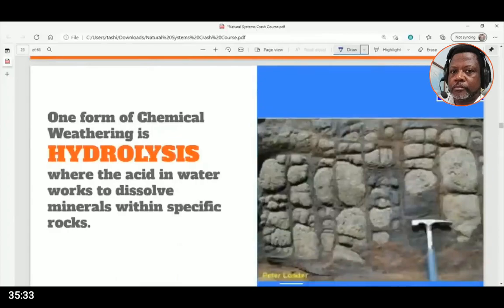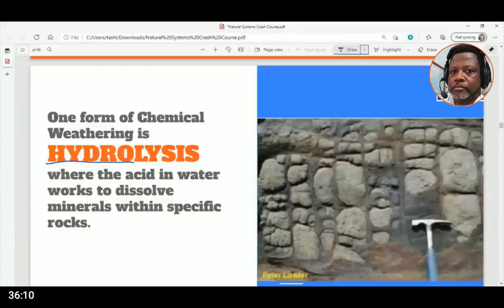So hydrolysis. Look at the word hydrolysis. What's the root word in there? Or what's the prefix in the word? Hydro. Good. What does hydro mean? Water. Yes. So, one form of chemical weathering is hydrolysis.